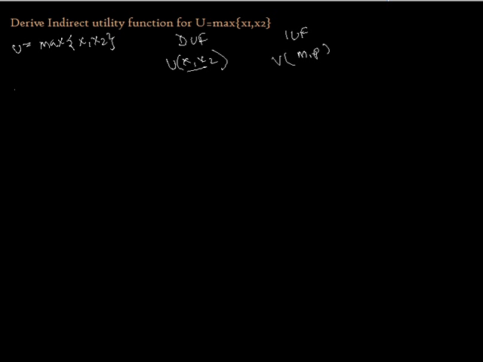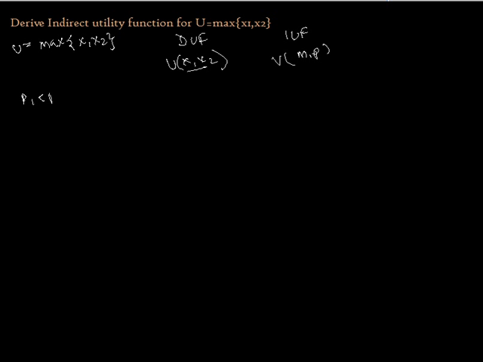I assume that you have an idea of how to derive the Marshallian demand function for a given utility function, but if you don't, then please go back to the relevant topic. So the Marshallian demand functions for u equals max of x1, x2. I'm just writing it for the sake of convenience.